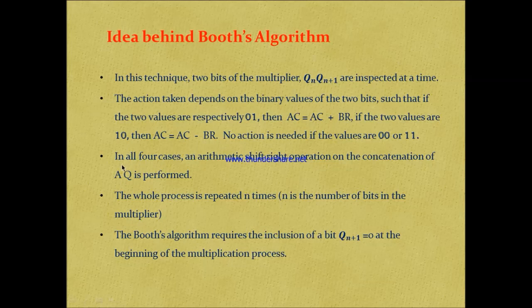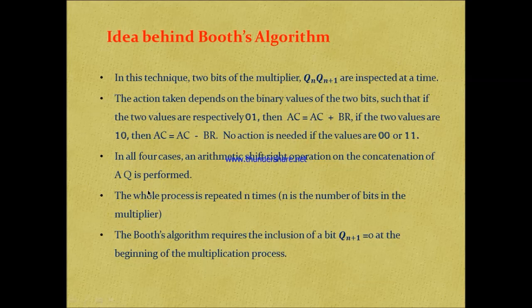Next step: in all the 4 cases, that means 1 0, 0 1, 0 0 and 1 1, an arithmetic shift operation on the concatenation of A and Q is performed. So after this addition or subtraction, if required in these 2 cases, and no operation in the other 2 cases, we have to perform the arithmetic right shift operation in all the 4 cases.